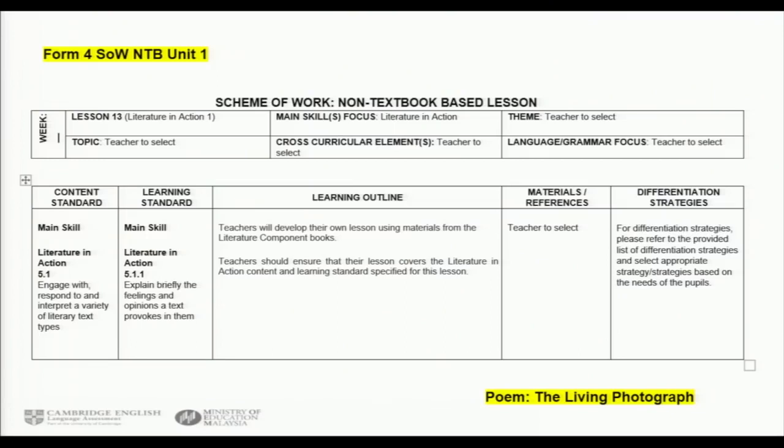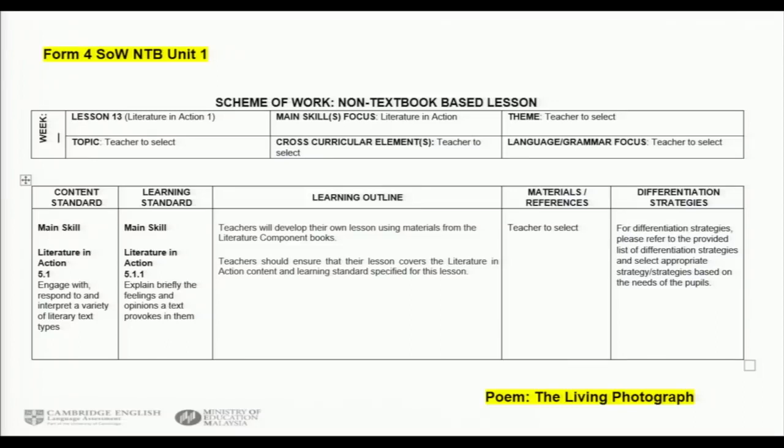I've heard, in the non-textbook lesson, because we are expected to do civics in English now, there's always this worry about whether, with the 112 lessons, you do away and just replace. So I will just share one example, not the perfect example, but something I tried recently. We will look at the slide. This is lesson 13 in Form 4, non-textbook, because in Form 4, Literature in Action is non-textbook. I was doing the poem, The Living Photograph. So it happened I had planned this for the fourth week of January, because the fourth week I'm supposed to do 1 hour of civics in English. That has been set for us by the ministry.